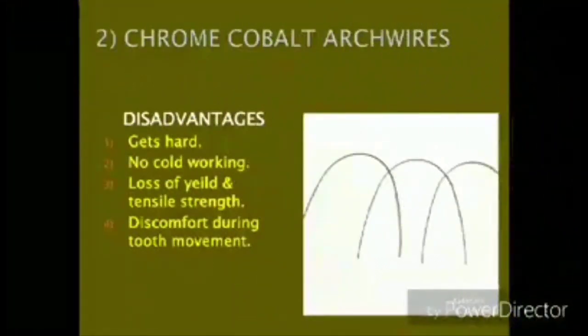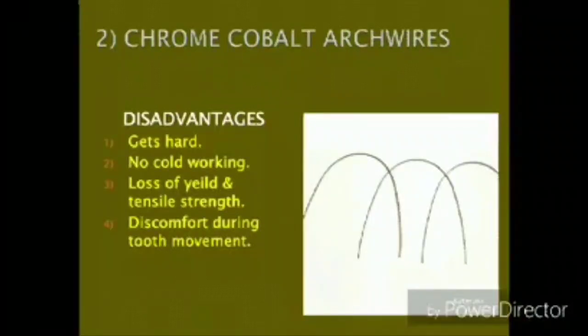Talking about the disadvantages, the first one is that the chrome cobalt archwires have a tendency to harden at a point where the two segments are welded or soldered. The second disadvantage is that the chrome cobalt archwires cannot be bent again and again from the same point because due to repeated bending, they get fractured.